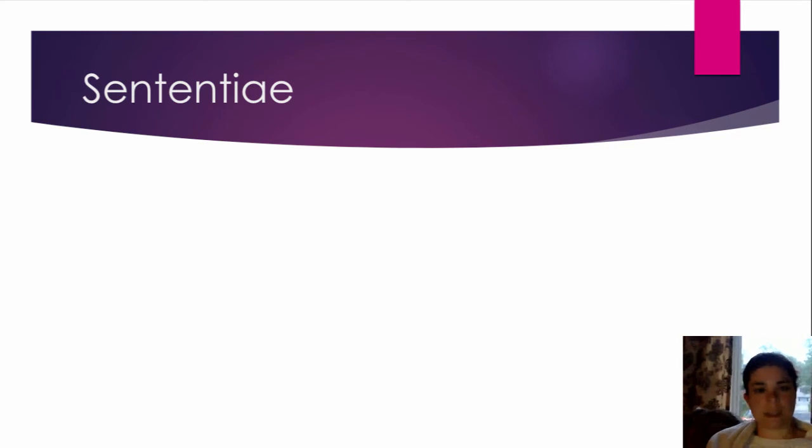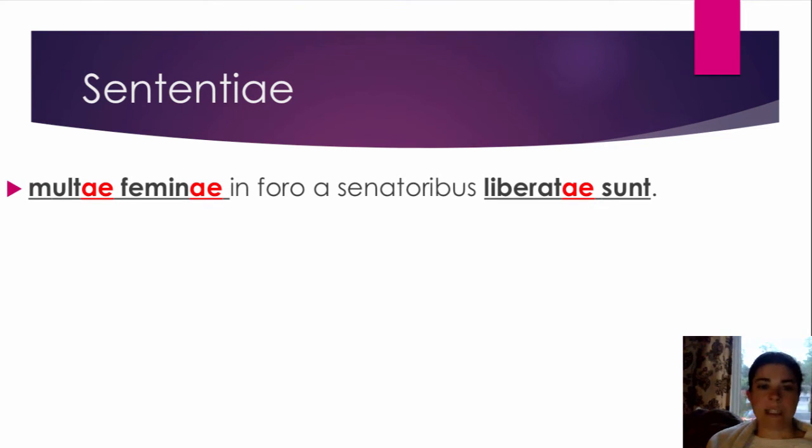So now let's take a look at these sententiae. Multae feminae in foro a senatoribus liberatae sunt. So now take a look at both multae feminae and liberatae sunt. I've bolded and underlined both of them, and notice how I've highlighted the endings. So liberatae ends in ae, so I know my subject has to be nominative, plural, and feminine. So multae feminae must be my subject in this sentence, because they're both nominative, both plural, and feminine. Now, of course, you know multae feminae by itself could be a couple different cases, but the addition of this verb in this form has sealed the deal for us and told us that it has to be the subject.